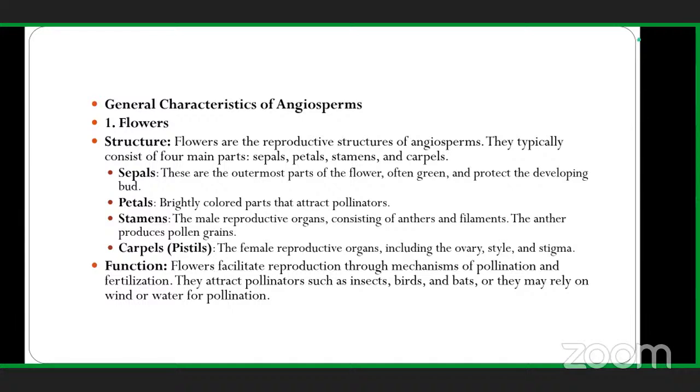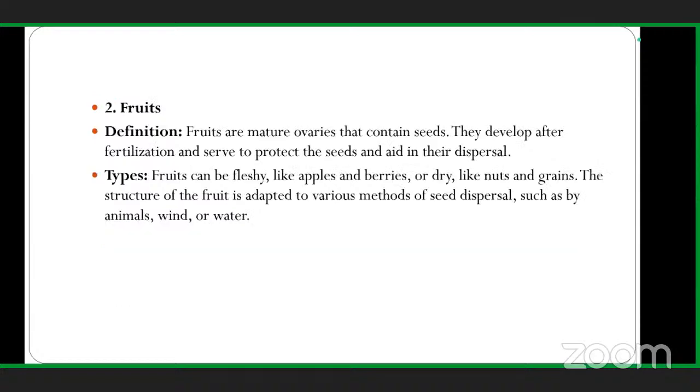Now let's come to the function. Flowers facilitate reproduction through the mechanism of pollination and fertilization. They attract pollinators such as insects, birds, and bats, or they may rely on wind or water for pollination. So mainly they depend on insects, birds, and bats, but sometimes they can also be pollinated by wind or water. Basically, flowers are for reproduction.